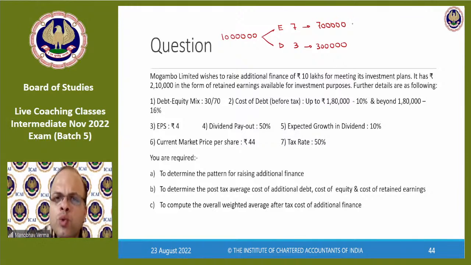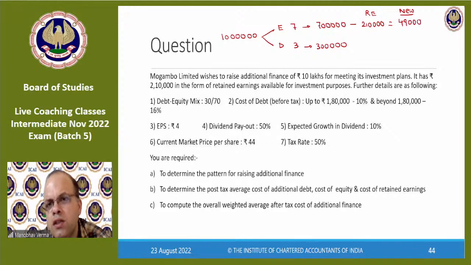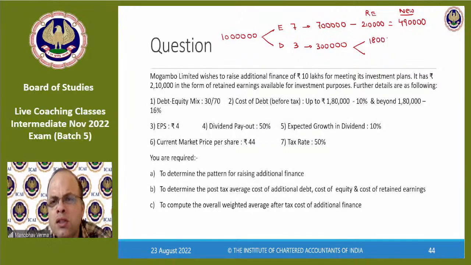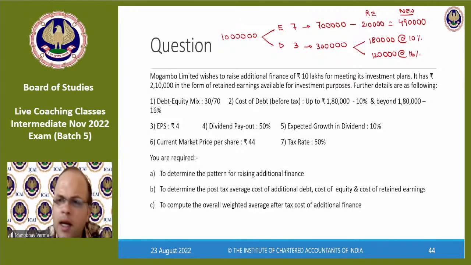Now, just like we did in the last question, there is already a retained earnings of 2,10,000. So the new equity required will be 4,90,000. Am I correct, guys? And then out of 3 lakhs of debt, can we say 1,80,000 at the rate of 10%, and the remaining 1,20,000 at the rate of 16%, guys? Am I correct? This is what we're looking at. So let's move to question number B then.